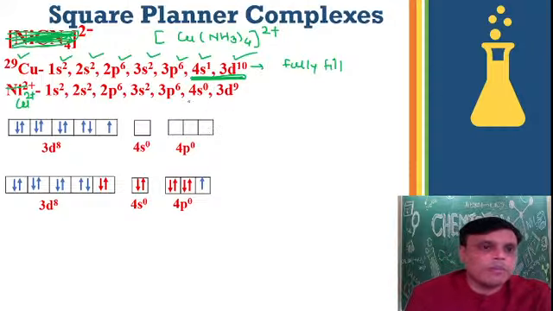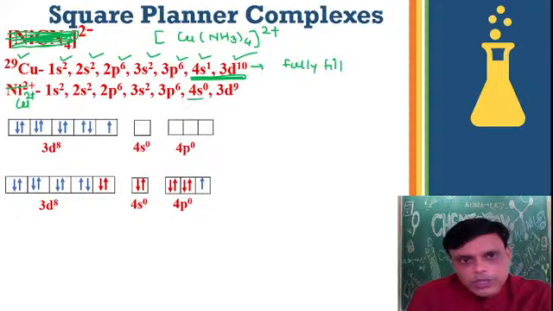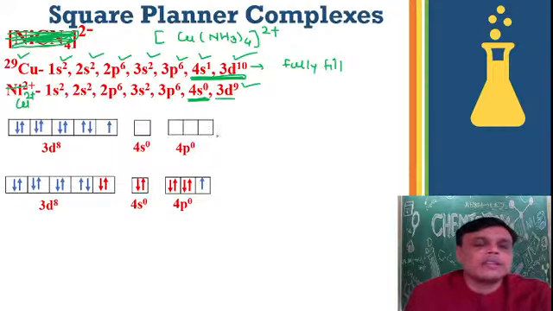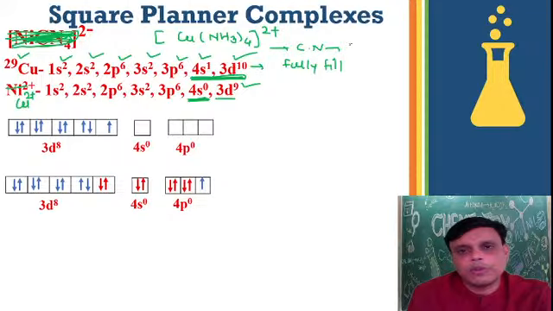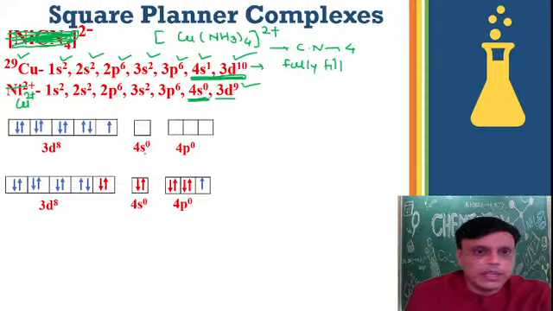Now copper 2 plus. In copper 2 plus, what happens? One electron will go from the 4s orbital and one electron will go from the 3d orbital. So 4s0, 3d9 will be there. The coordination number of this complex is 4. That means the metal should have 4 vacant orbitals: one 4s and three 4p orbitals. 4 vacant orbitals are there.